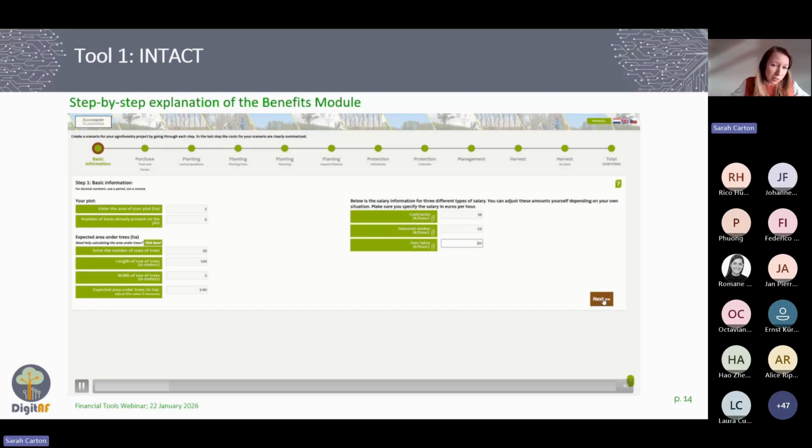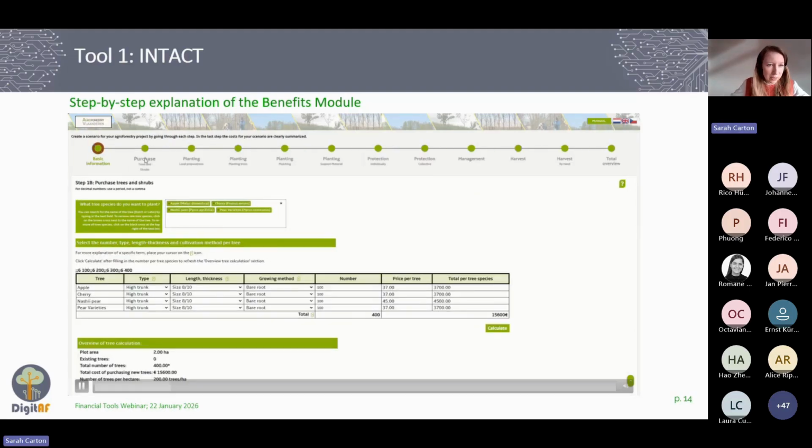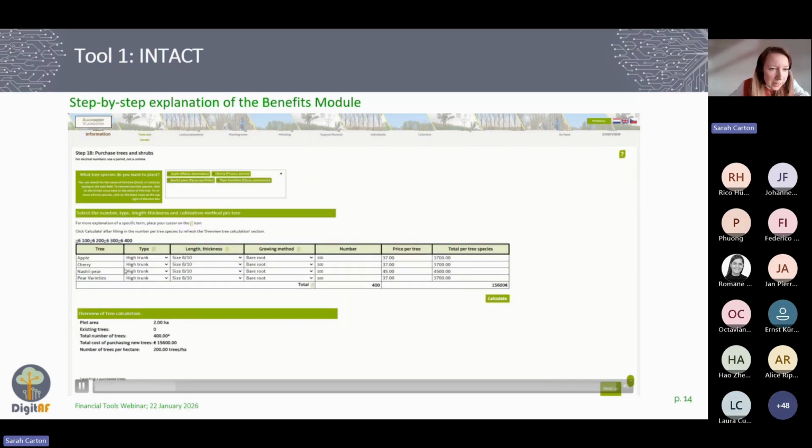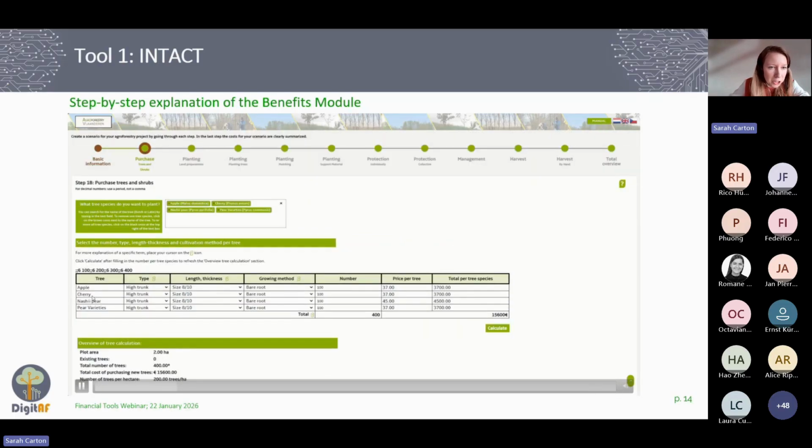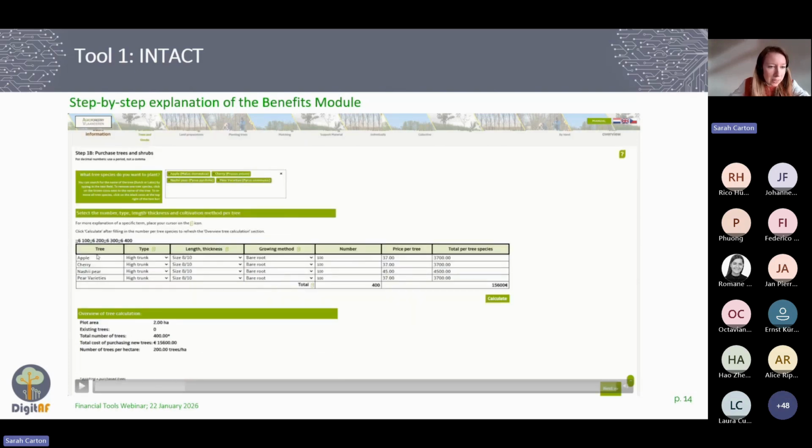If everything is filled out, you can click on next, and then the second page appears, but there's also a bar that you can use above. So this is the cost module, and here you can select all the tree species. I've selected apple, cherry, pear, nashi pear, and pear varieties, but there's more species that you can choose. And in this step, you can really define the tree types, or the length of growing method, or the number of trees you have.